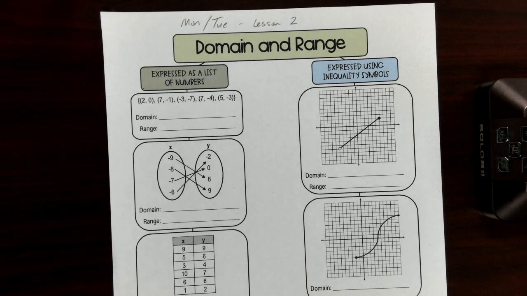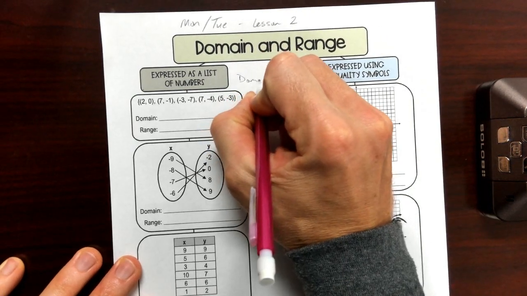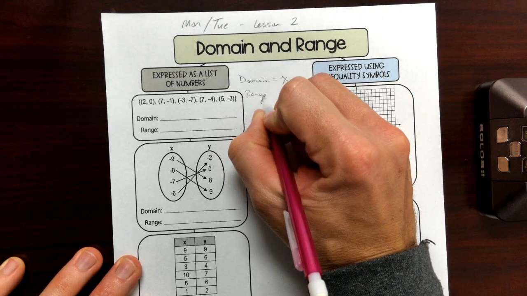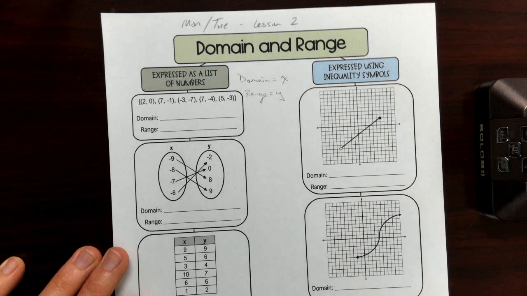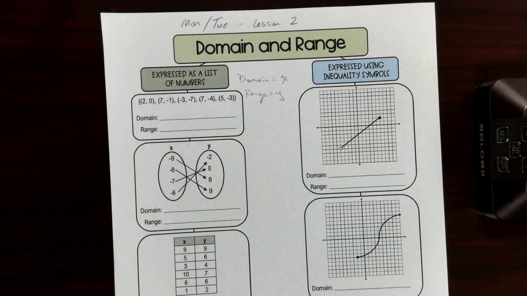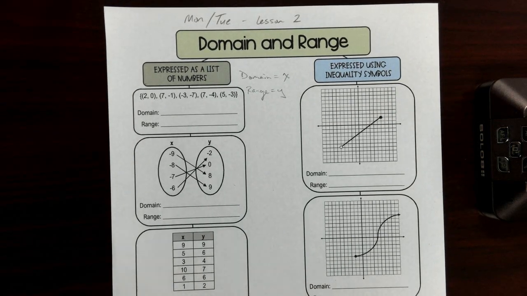Alright, so again, domain is all of your x values, range is all your y values. We talked about two types of functions. We talked about the continuous functions and we talked about the discrete functions. Discrete functions are a list of points. Continuous functions are obviously continuous across a certain line segment or a line. We're going to review both today.